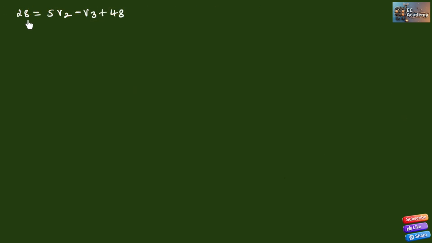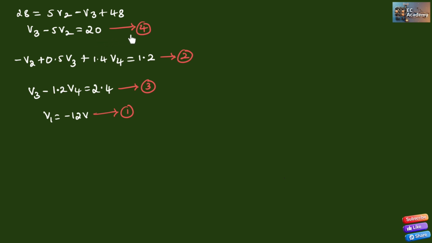So in the previous step, we got this equation. If we simplify the above equation, we can write V3 minus 5V2 is equal to 20. So let us take this as equation number 4. Along with this equation 4, we got all these three equations.